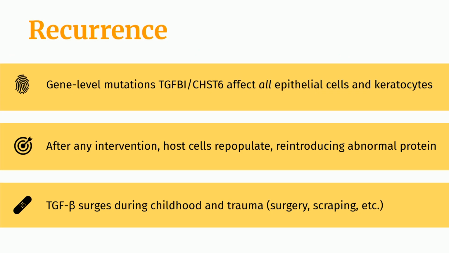Because this is on a gene-level mutation, recurrence is a really big problem for these patients. It's going to affect all of their epithelial cells and keratocytes. So even if we do a full cornea transplant, eventually the host cells are going to repopulate, reintroducing the mutated gene and causing this to reoccur.